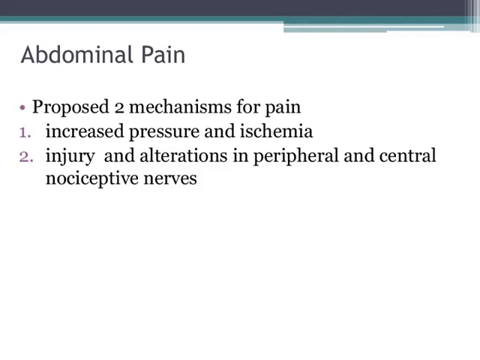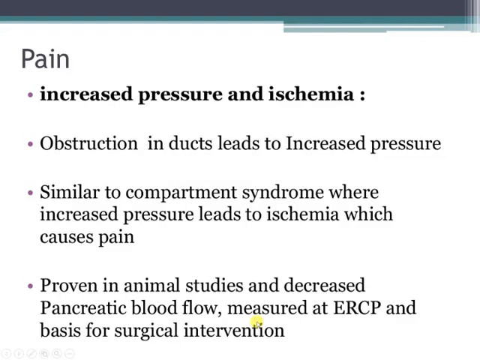Two mechanisms of pain are proposed. First, increased pressure and ischemia. Second, injury and alteration in peripheral and central nociceptive nerves. Increased pressure and ischemia: obstruction in the duct leads to increased pressure, similar to compartment syndrome where increased pressure leads to ischemia, which causes pain.